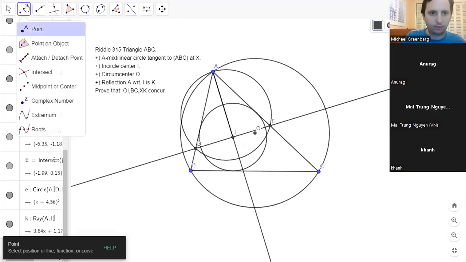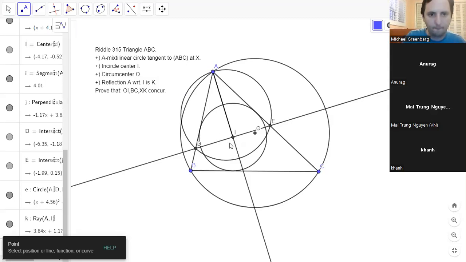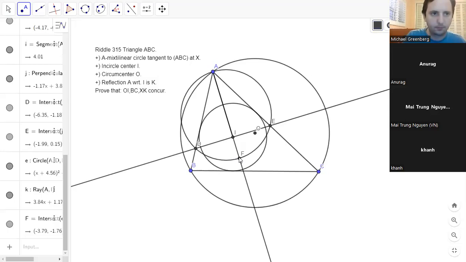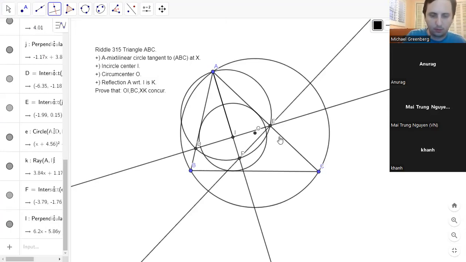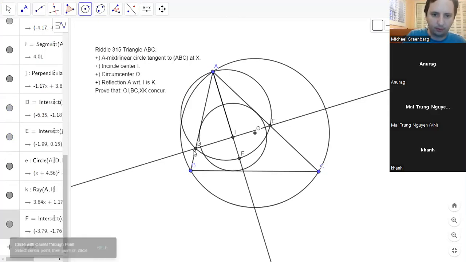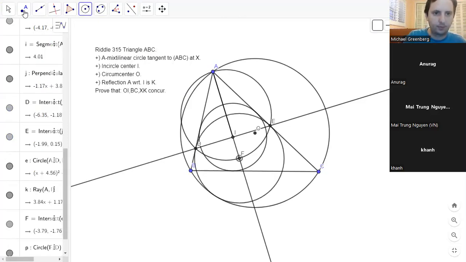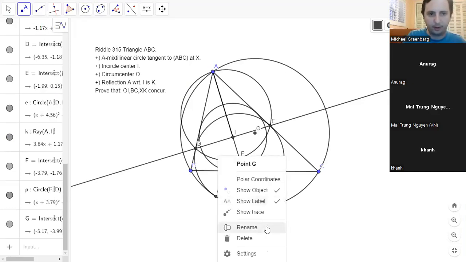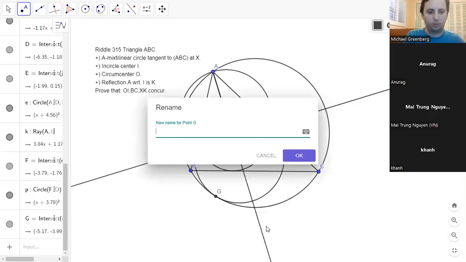So let's draw the circle and its tangent. Whoops. Yeah, all I really need to do is do it this way. And then that's K. So I want to show that OI, BC, and XK concur, where the reflection of A over I is K.